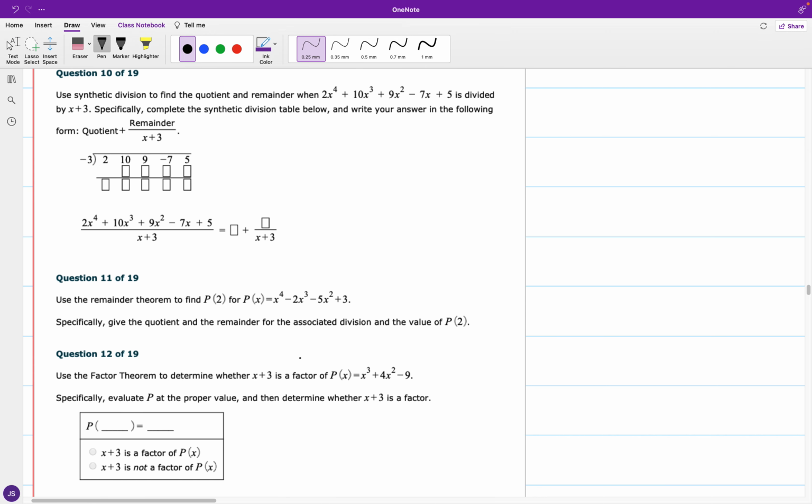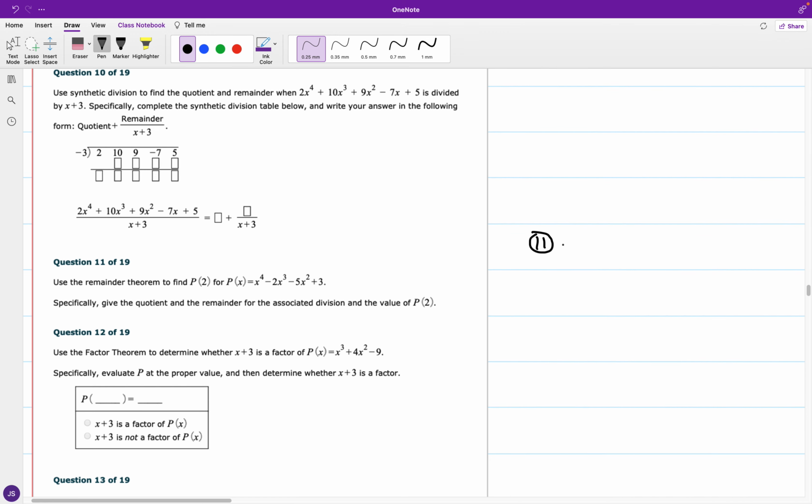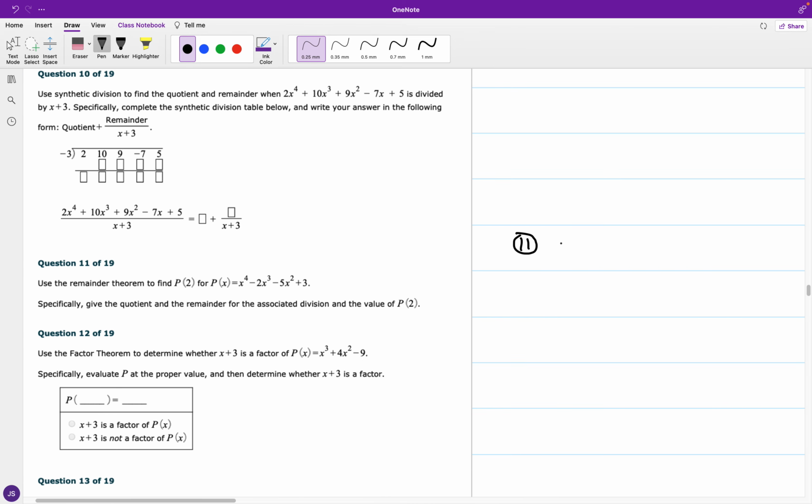Now you could use the remainder theorem. The remainder is going to be p of 2, so you plug in 2 for x, looking for the value of p of x whenever x is at 2. But since I'm looking for the quotient, I'm just going to go with the synthetic division route. So we have p of x equal to x to the 4th minus 2x cubed minus 5x squared plus 3.